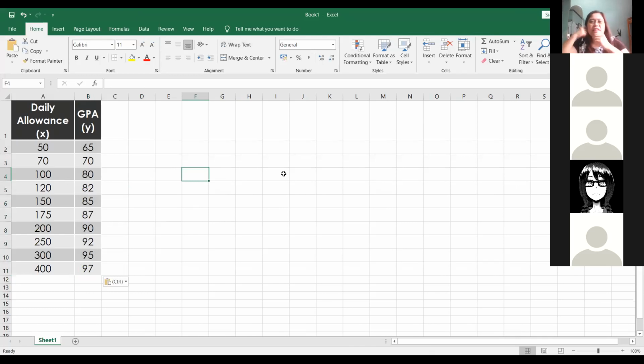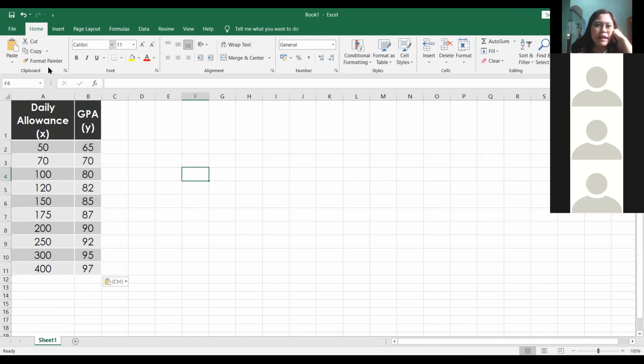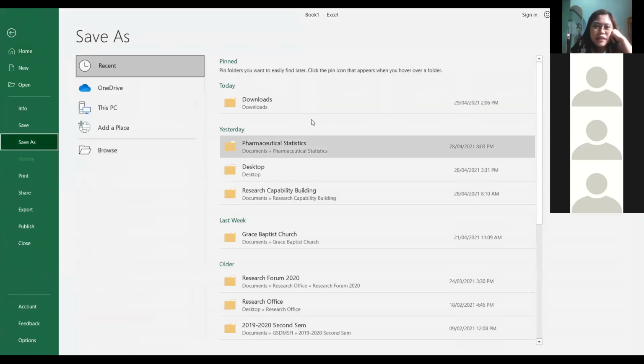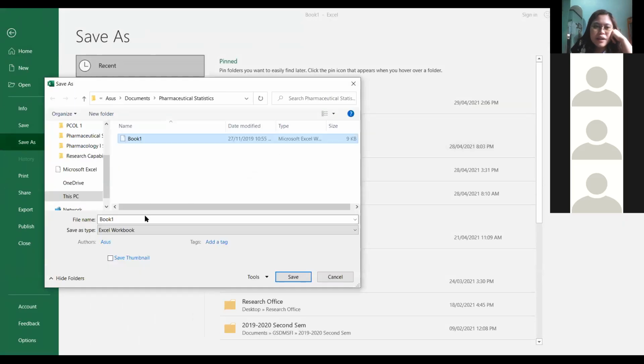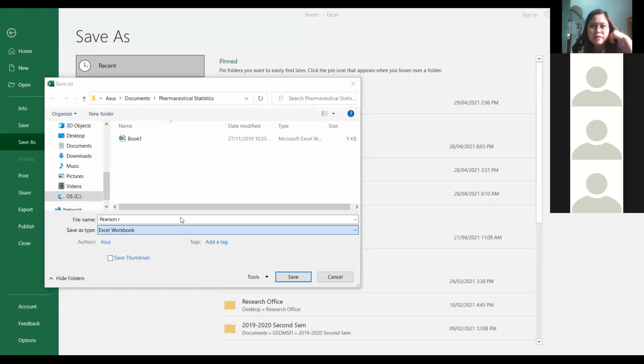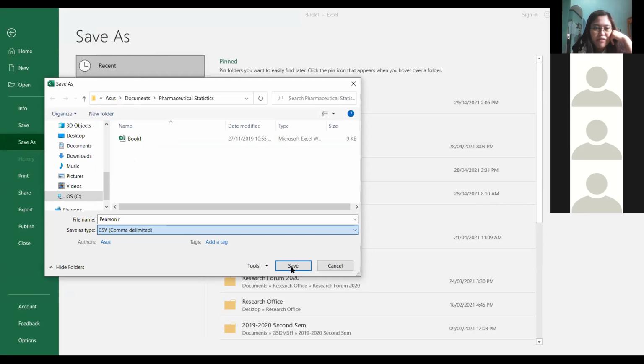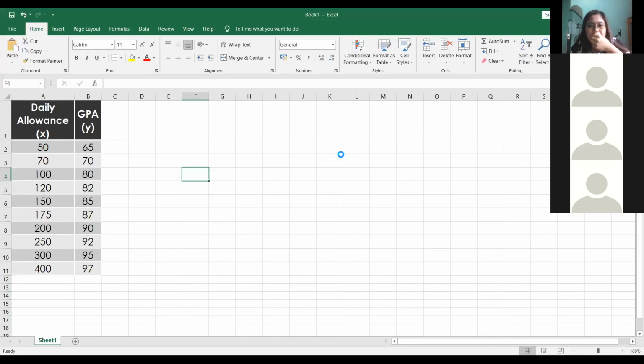Ayan. So I hope makita ninyo ang sa Excel ha. And then, mag-save as na pod ko. Remember, ang atong software na ginagamit can only recognize the one that is in CSV format. So let's have the CSV format here para ma-recognize siya sa atuang JASP. And then let's go sa atong JASP na software.